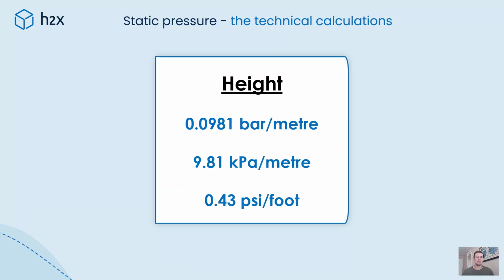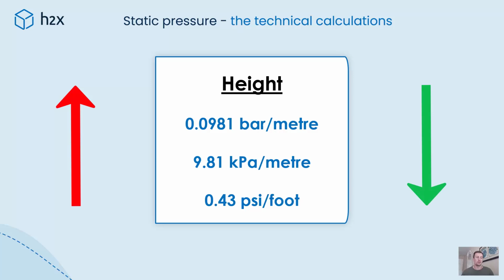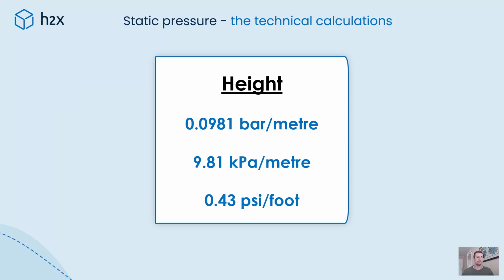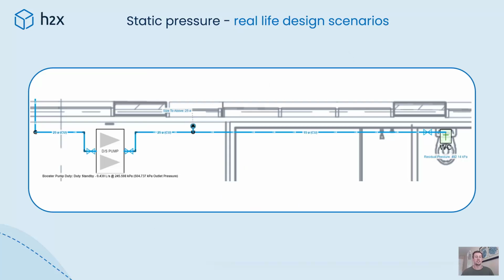As we just saw, there's only one consideration in the static pressure calculation, and that is the vertical height difference. So this makes it quite an easy calculation to undertake. So just less than 0.1 bar per meter, just less than 10 kPa per meter, and 0.43 psi per foot. But it is important that pressure doesn't just decrease, as we saw then as we went up the building. If you go down a building, your pressure will increase. So just something to be aware of. And we'll go through this now in some real life design scenarios so we can make these calculations feel like second nature to you.